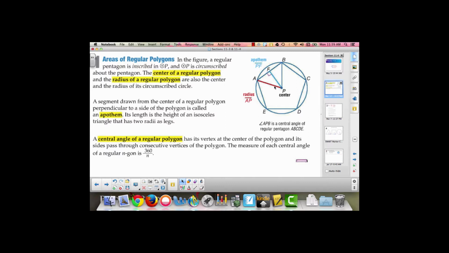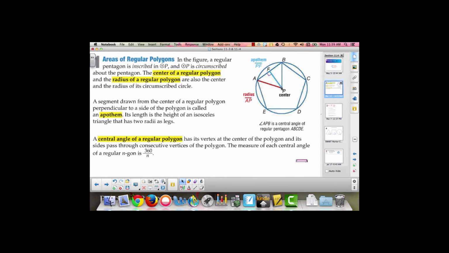So the radius of the circle that goes from the center to a point on the circle is also the radius of the polygon. It goes from the center to the vertex, which is the point that is on the circle of the inscribed polygon. So this red segment here, AP, is a radius of the polygon, just like it's a radius of the circle.